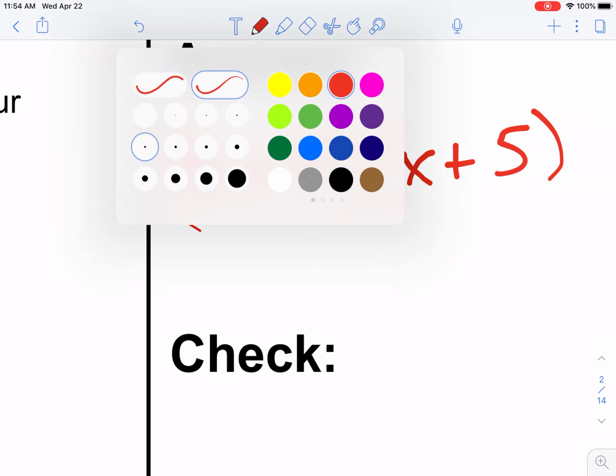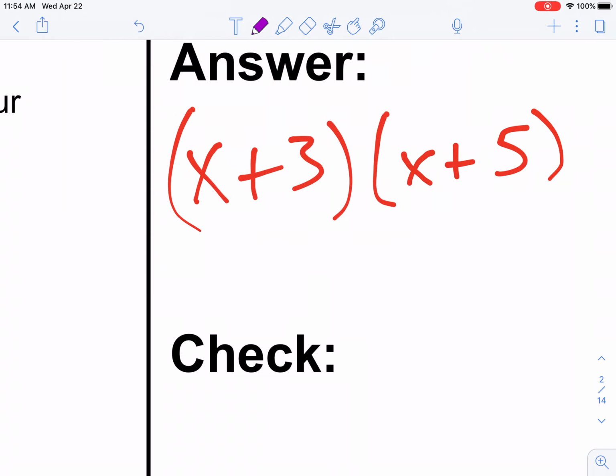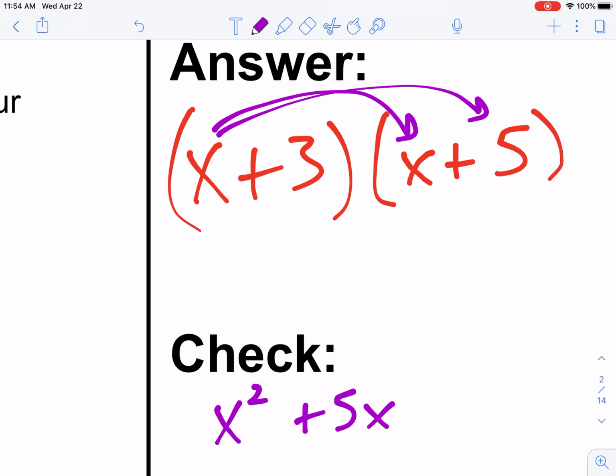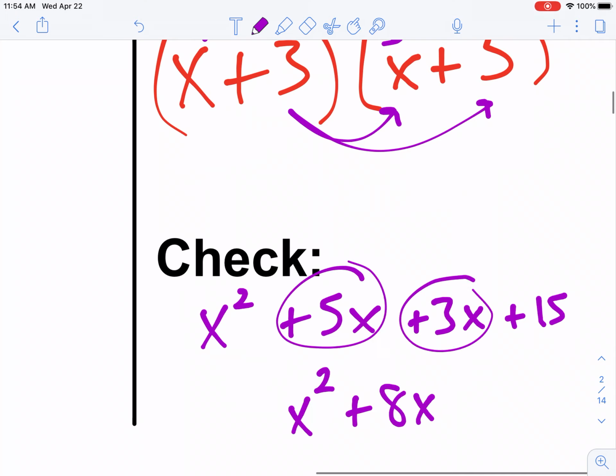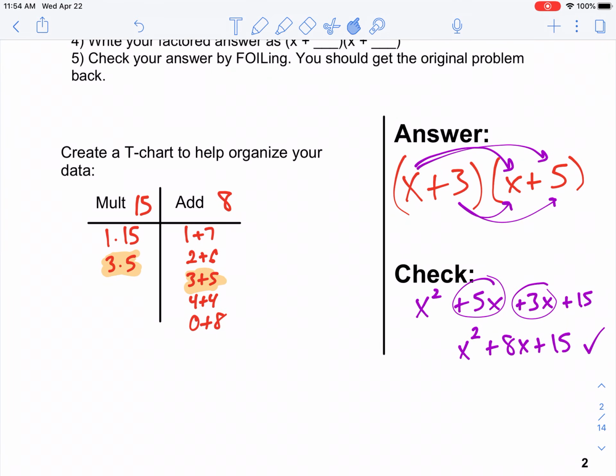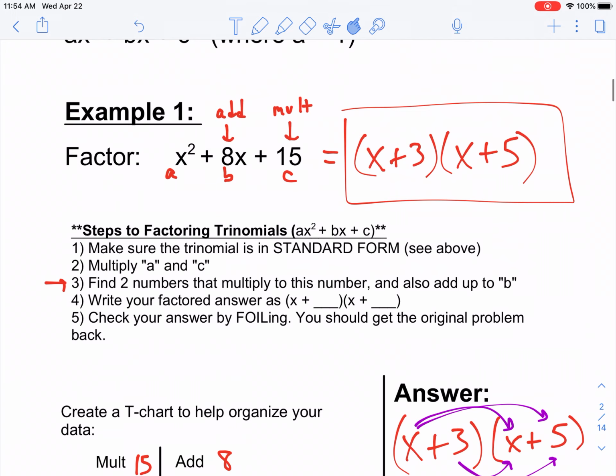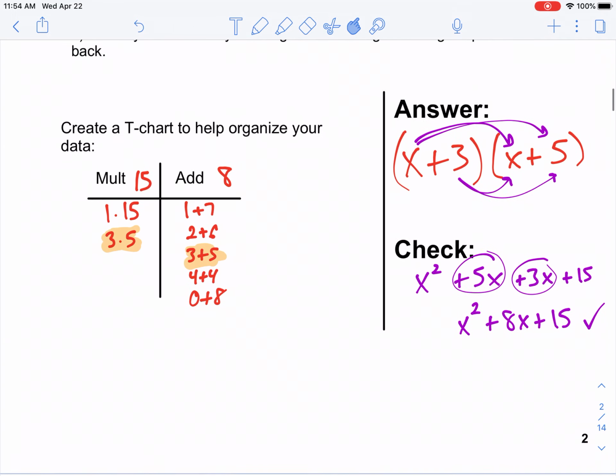You check it by foiling it, the same way we would back in chapter 6. X times x is x squared. X times 5 is 5x, positive. 3 times x is positive 3x. 3 times 5 is 15. Combine your like terms in the middle. You get x squared plus 8x plus 15, and that should match our original problem, which it does, right? X squared plus 8x plus 15 was our original problem right here, right? So that is how you factor a trinomial.